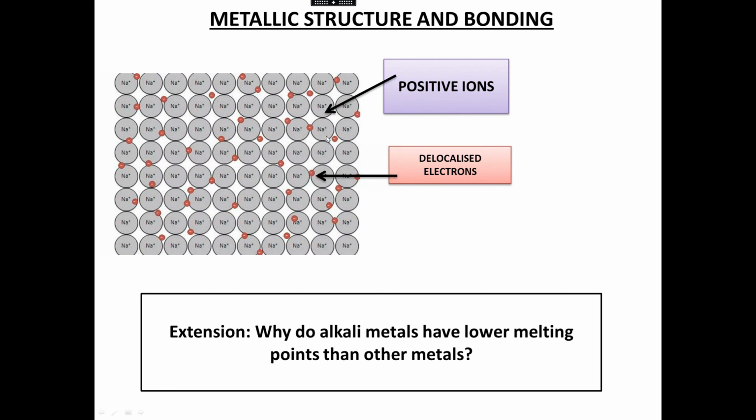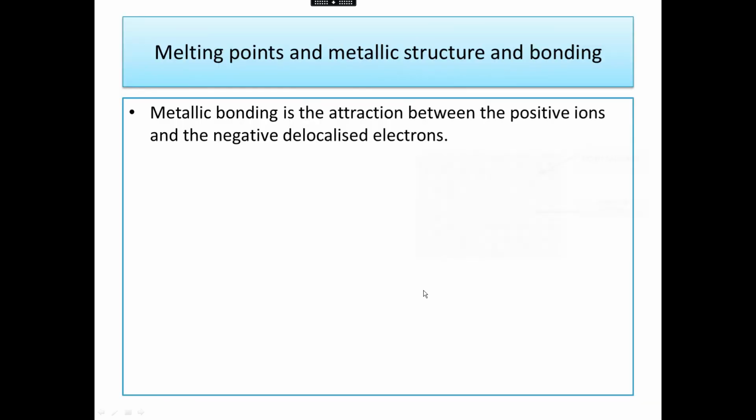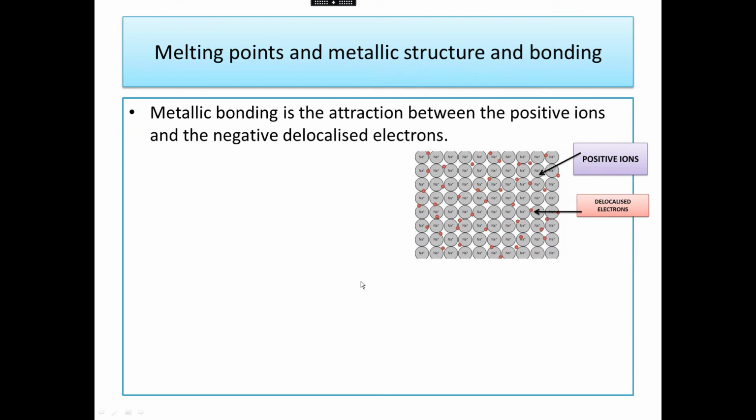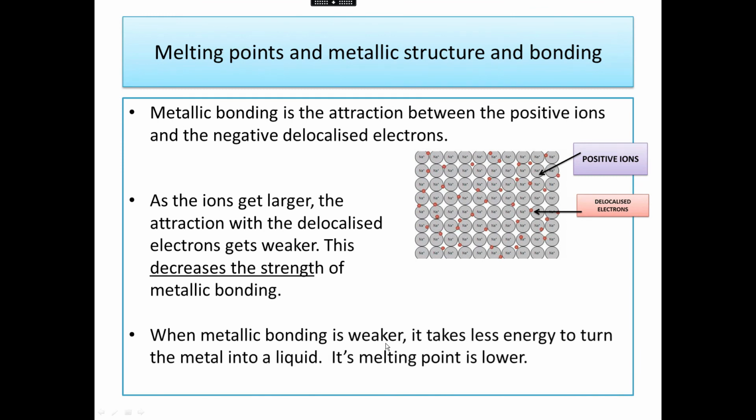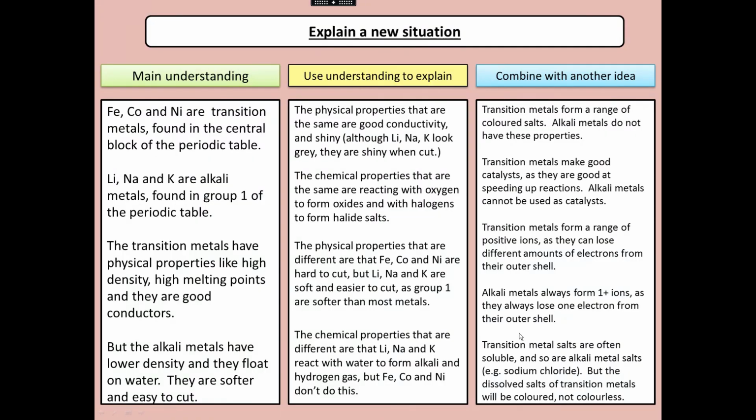So all metals share this structure, positive ions surrounded by delocalized electrons. And the attraction between the positive ions and negative electrons is called metallic bonding. In alkali metals, the attraction between the ions and the electrons is weaker. That means it takes less energy to break the metallic bonding, so it will melt at a lower temperature. Right, if you are looking for the answers to the other try now questions, come back to this. Okay, all the answers are in here somewhere, so look for the answer that you are working on and see if you got it right.